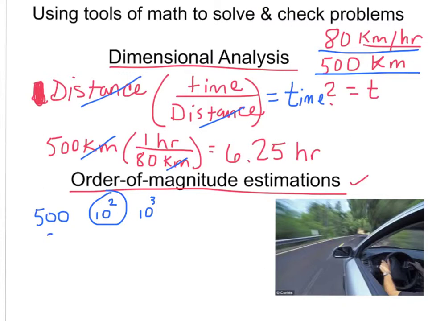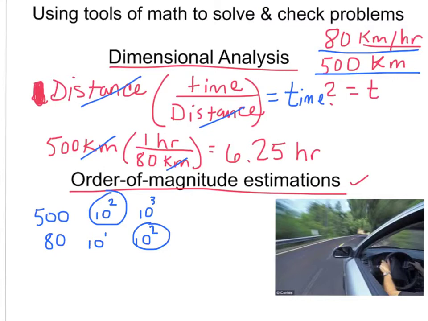Now let's take a look at our number 80. Is that closer to 10 to the first or 10 squared? We know 10 to the first is just 10. 10 squared is 100. So 80 is closer to 10 squared. That's about the order of magnitude, the range that it falls within.